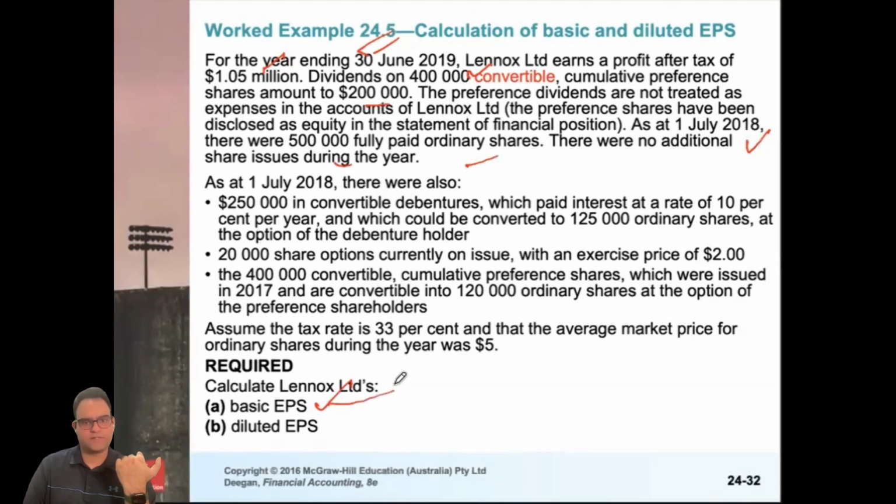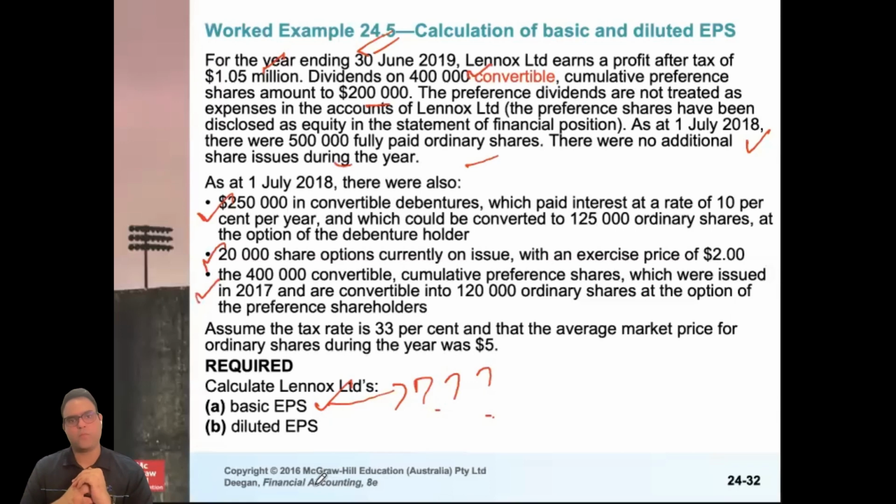So the first requirement is to calculate the EPS. During the year, some convertible debentures are issued, some options are issued, and some 400,000 convertible preference shares are issued. So all these adjustments we need to do for the dilution.